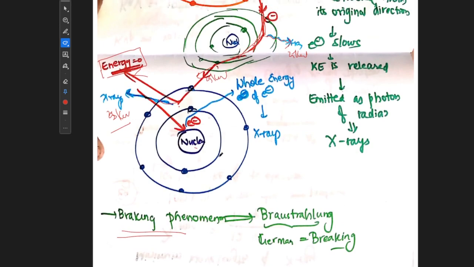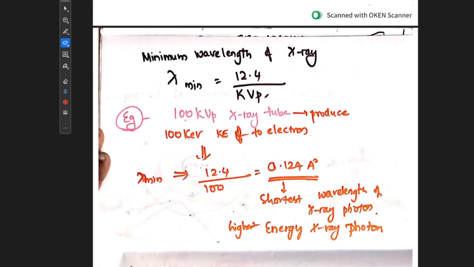There is one more way this can happen: the electron can go directly and hit the nucleus, and it will lose the whole of its energy, and all of that energy is released as X-rays. So the whole energy of the electron is released as X-rays if the electron hits the nucleus directly. So this is Bremsstrahlung radiation.